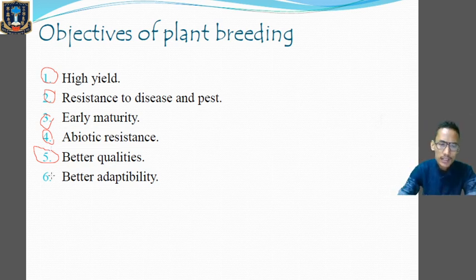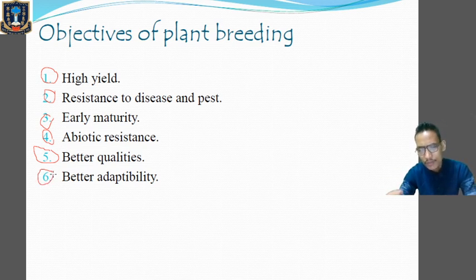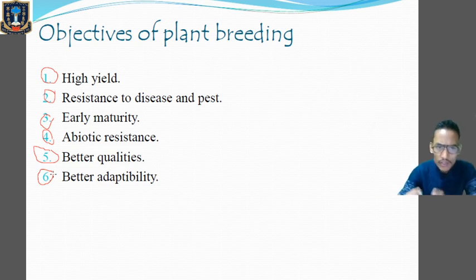Clear? And the last one is better adaptability. That means it must be able to adapt to new climatic conditions and new habitat or new area. So these are the objectives, or the aims, of the plant breeding program.